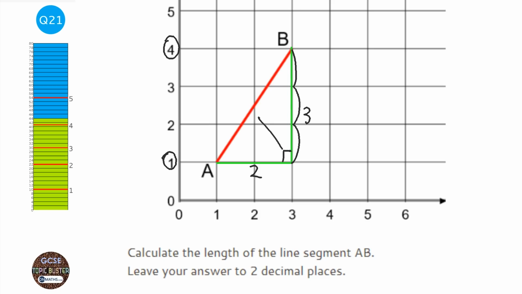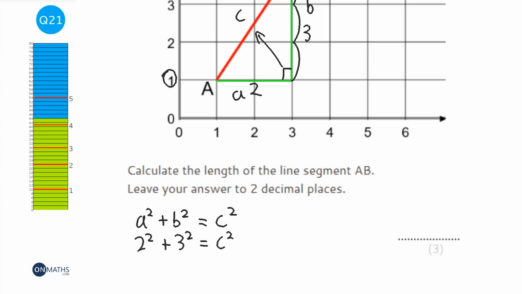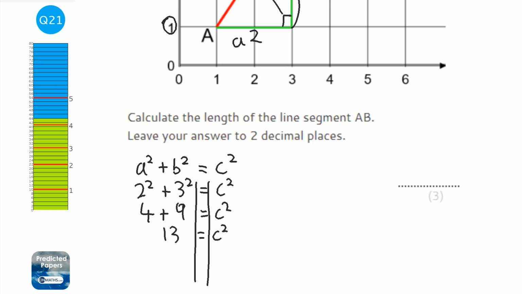Now the one opposite the right angle is going to be labelled as C. These two, it doesn't matter, I'm going to call that A and that B. We use Pythagoras' formula. So A squared plus B squared equals C squared. And A is 2, so 2 squared plus 3 squared, because B is 3, equals C squared. Let's put our lines in. So it's going to be 4 plus 9 equals C squared. 13 equals C squared. Square root both sides, and let's get my calculator.